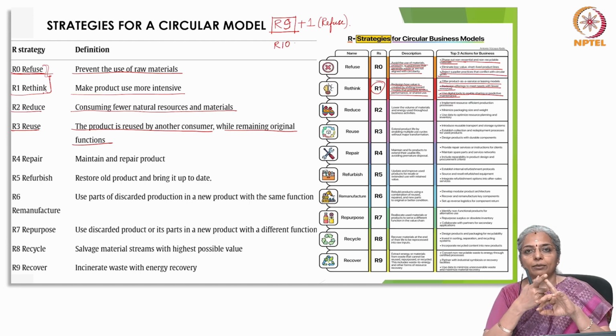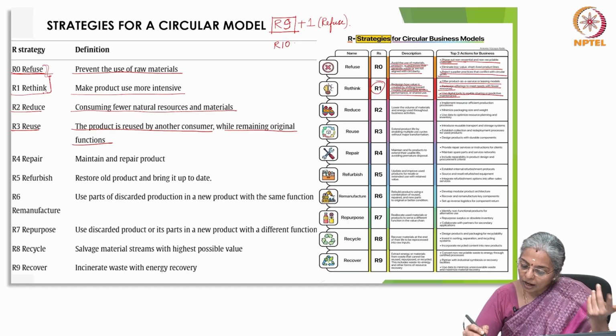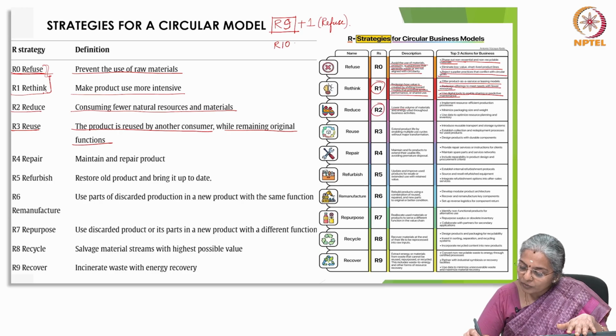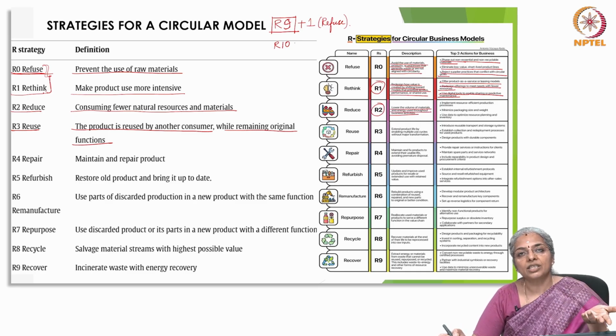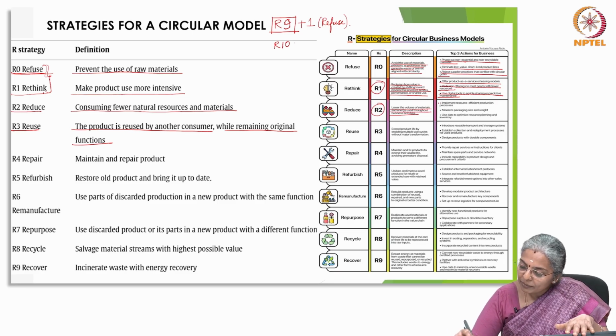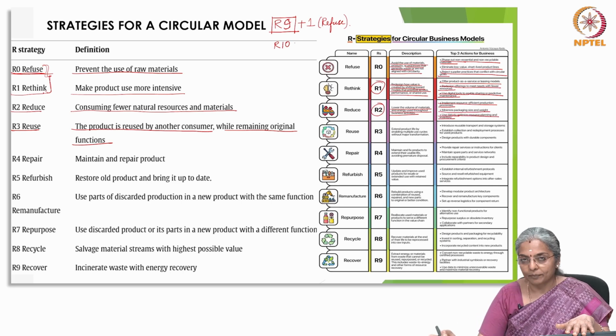So, what is R2? R2 involves lowering the volume of materials and energy use throughout the business activities. How can we take action on this? We can implement resource efficient production processes, we can minimize packaging size and weight, and we can use data to optimize resource planning and inventory.